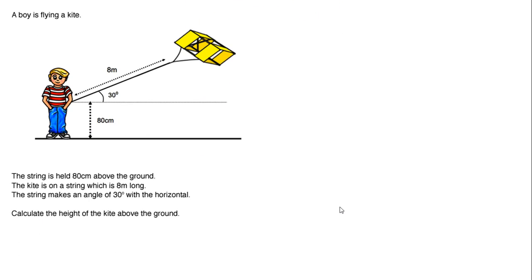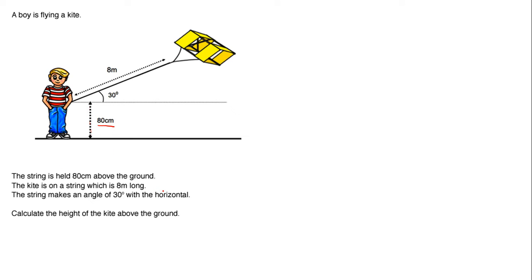So today's question is: a boy is flying a kite, and now let's go step by step what it says. So the string is held 80 centimeters above the ground. As you can see, here's the ground. The boy is standing right up there, and this is the 80 centimeters. And the kite is on a string which is 8 meters long. As you can see, he's holding this kite, and it has an 8-meter string attached to it.